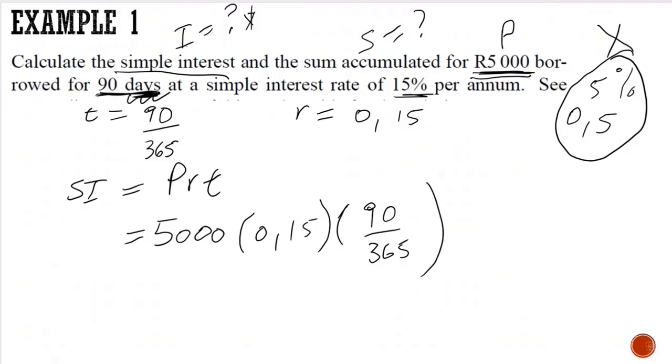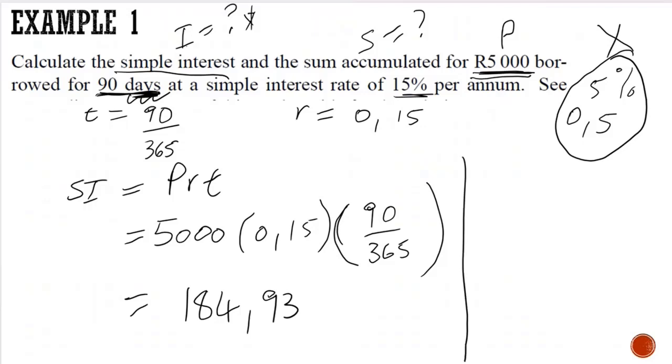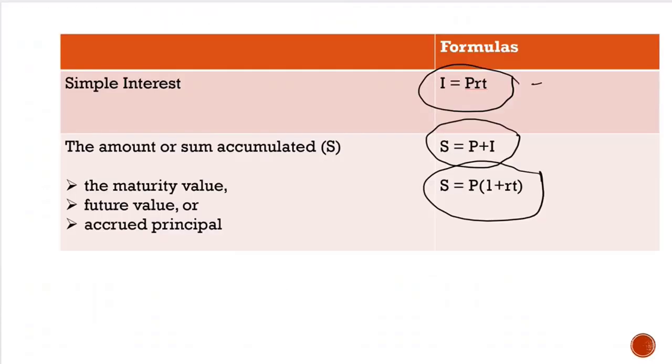You can take your calculator, and once you plug everything in, you'll find that your simple interest is 184.93. So that is your simple interest, and then you are also asked to calculate the accumulated amount. You can go back to your formulas. Here is the sum accumulated. It is P plus I.